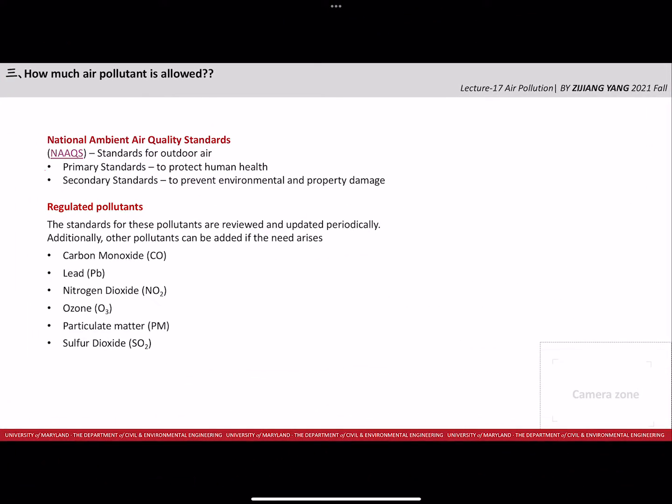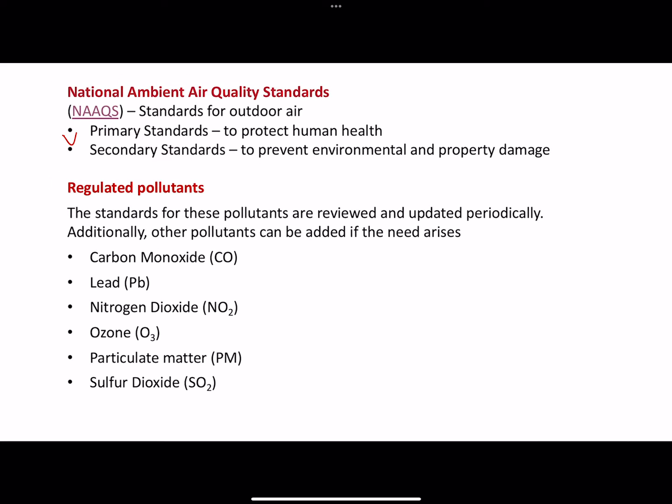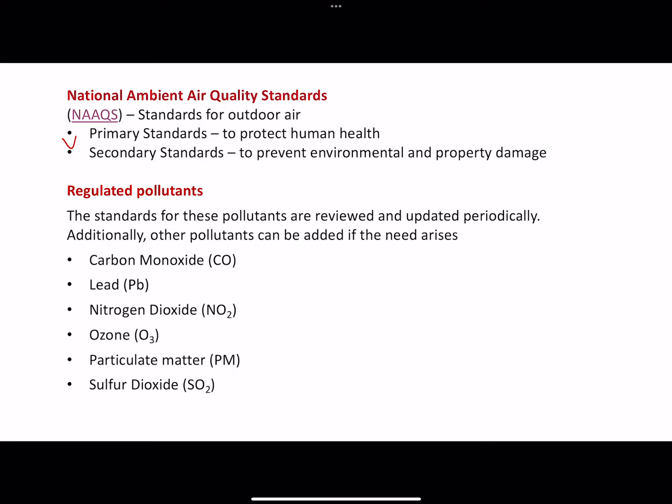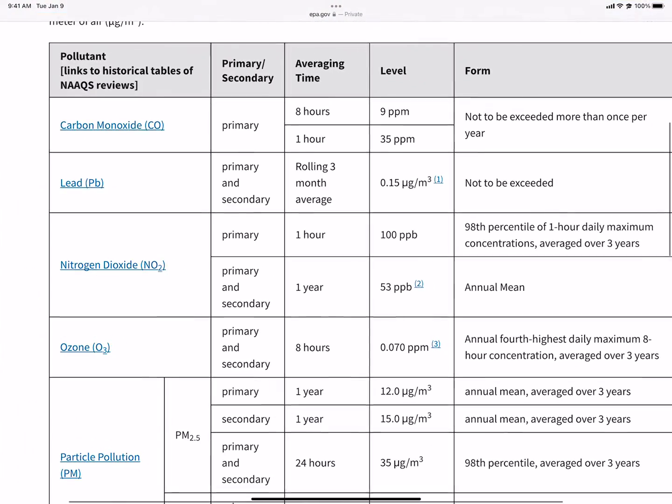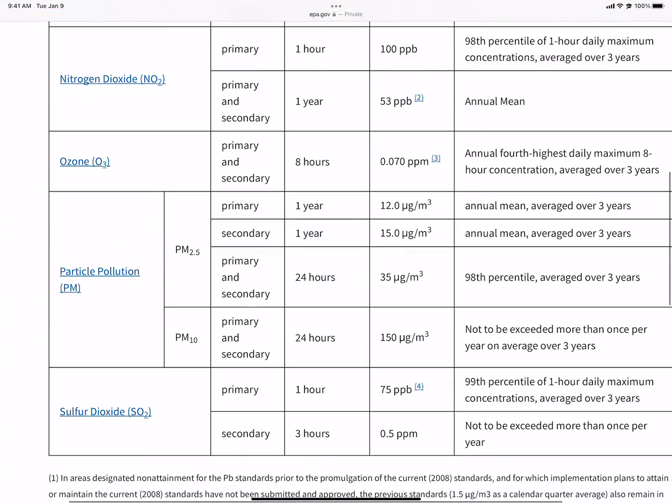In this table, the primary standard refers to the standard to protect human health. On the other hand, the secondary standard is to prevent environmental and property damage. From the table, some of them are not quite obvious, but we can see PM 2.5. For this 1 year standard, the secondary standard is kind of loose, less strict than the primary standard, because humans are more important than properties.